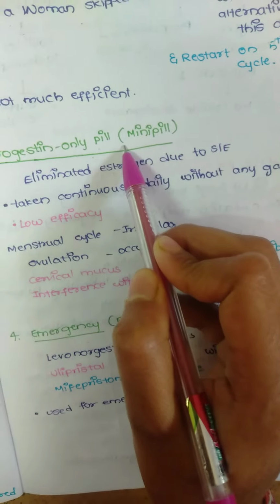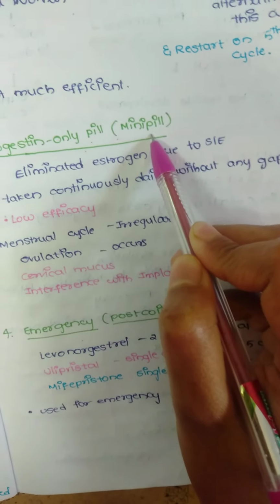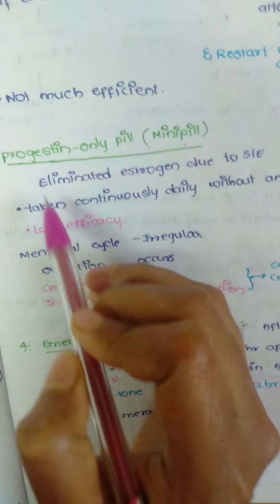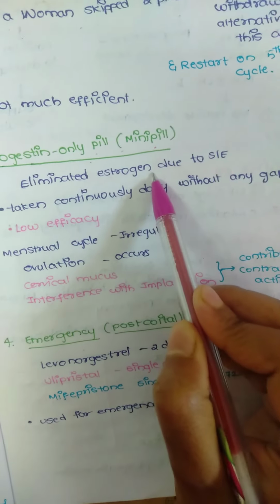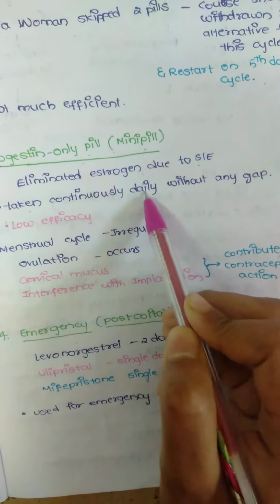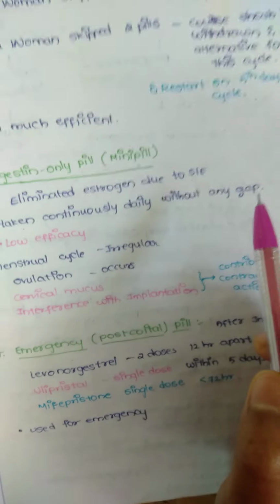The progestin only pill is also called the mini pill. From the name we can tell that only progestins are used here. Estrogen is eliminated due to side effects. It is taken continuously, daily, without any gap.